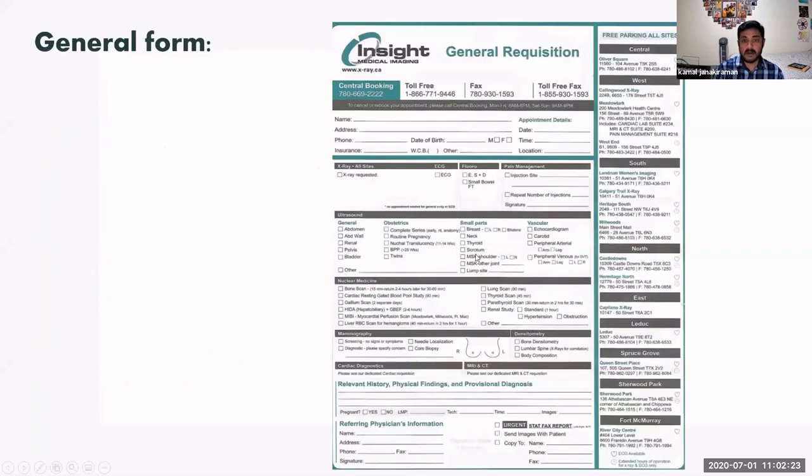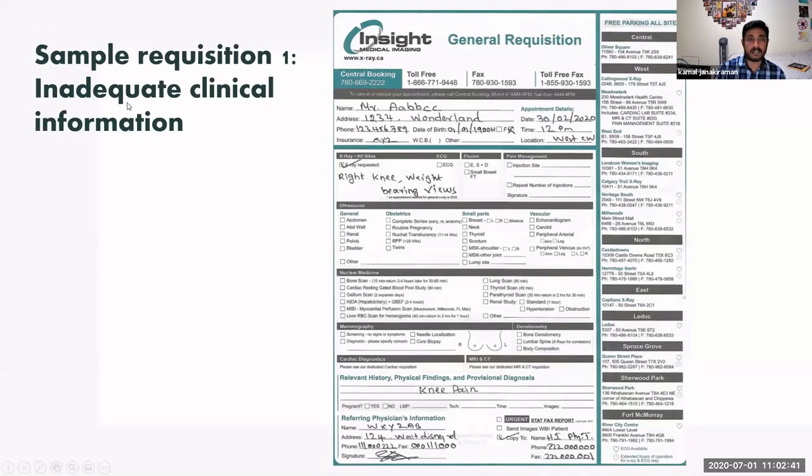I'm going to show you some charts. So this is the normal X-ray requisition form, which has the name, address, everything, what kind of exam you're going to do, X-ray, ultrasound, nuclear medicine, mammography, or MRI, CT, everything, and the referring physician information. Okay, and this is one sample requisition, which I would say has inadequate clinical information. Everything is there, basic information, the X-ray requested, right knee, weight bearing views, and relevant history. We say there's knee pain. I say this is inadequate information.